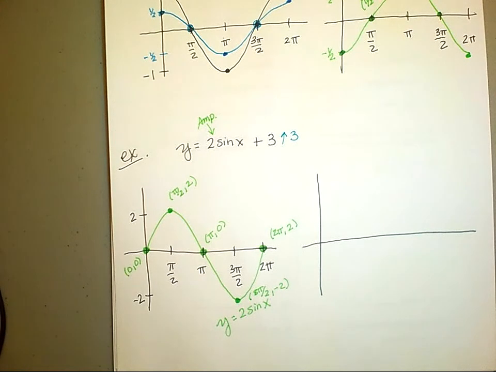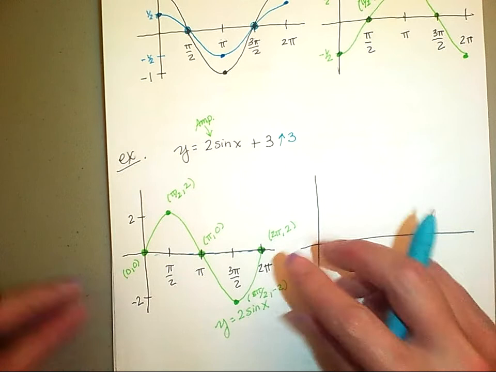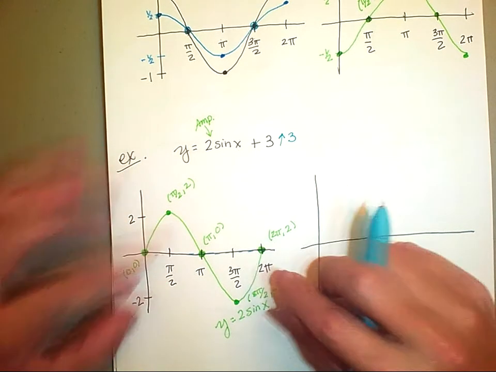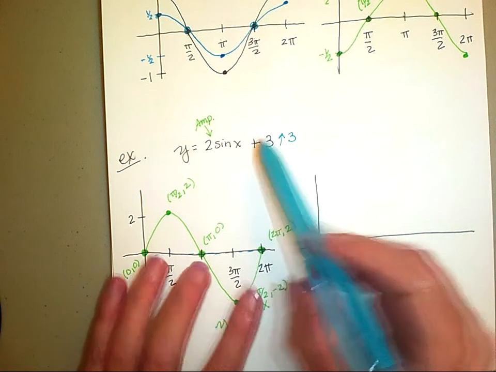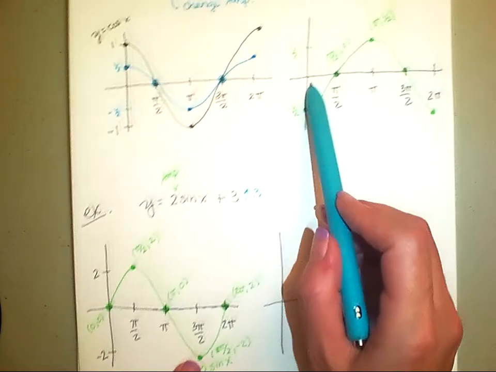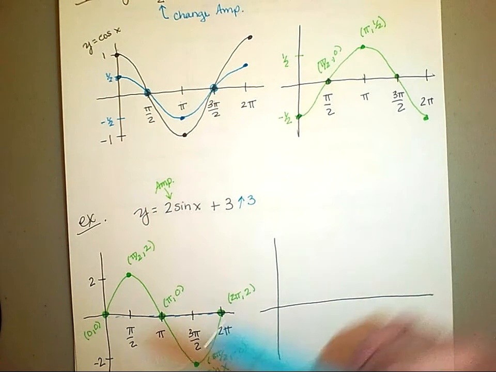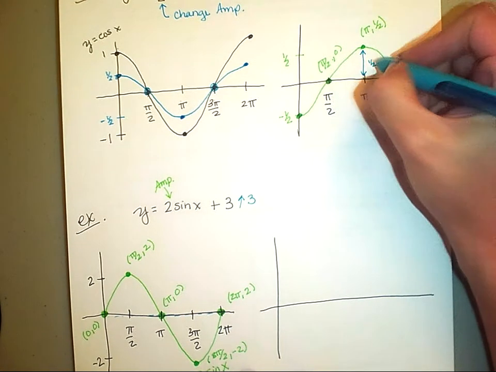Notice with the amplitude of 2, there's this nice line in between here. And this is what your book calls a midline. So from here to here is an amplitude. And here, you could also look up here and see a midline too, right? It's like halfway in between. The amplitude here is 1/2.